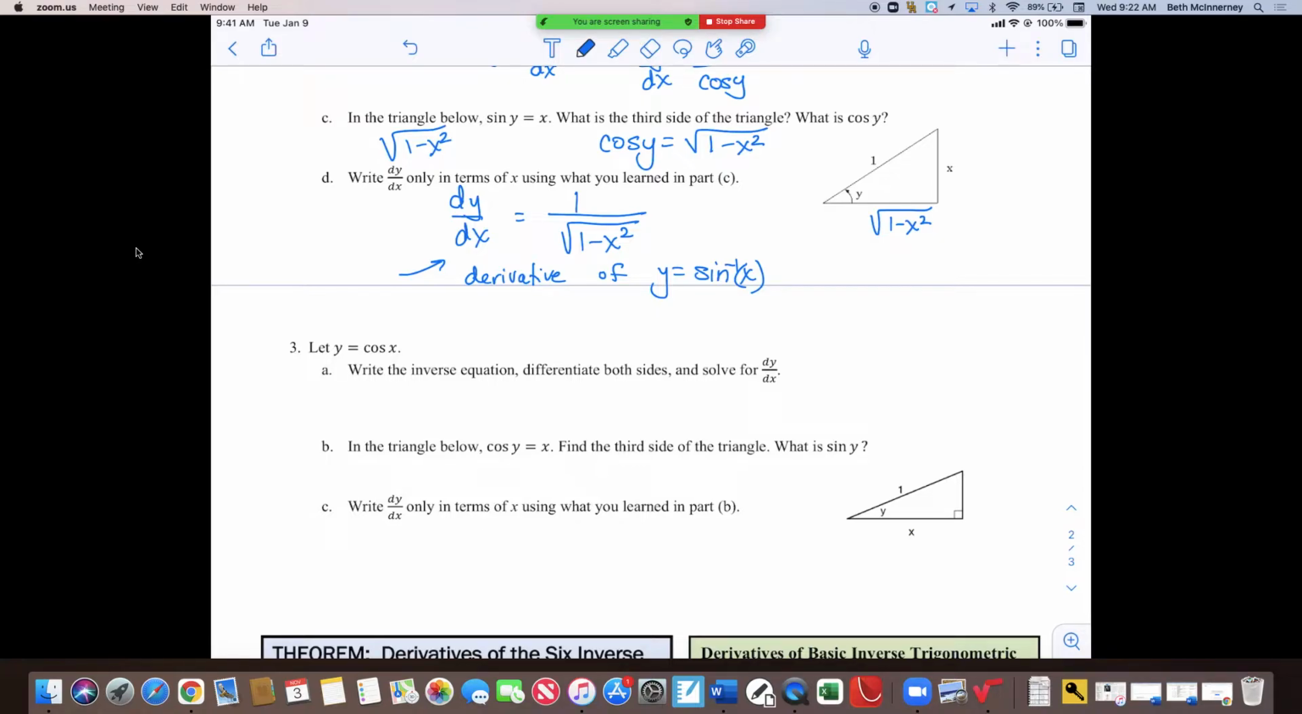All right, I'm going to pause, and I want you to try the third one using the technique I just showed you in number 1 and 2. See if you can get all the way through it to determine the derivative of inverse cosine.